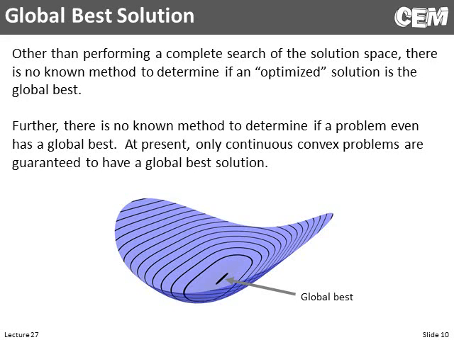So, global best. This means somehow we have thoroughly searched every possible solution and found the absolute very best one. And it's absolutely impossible to say that you have found the global best solution unless you know something about the problem or you've done an exhaustive search, a complete search.